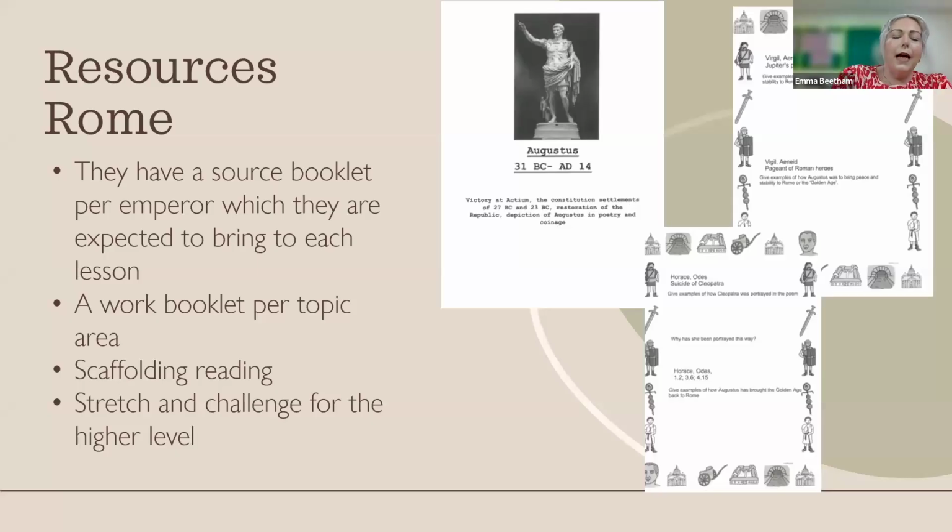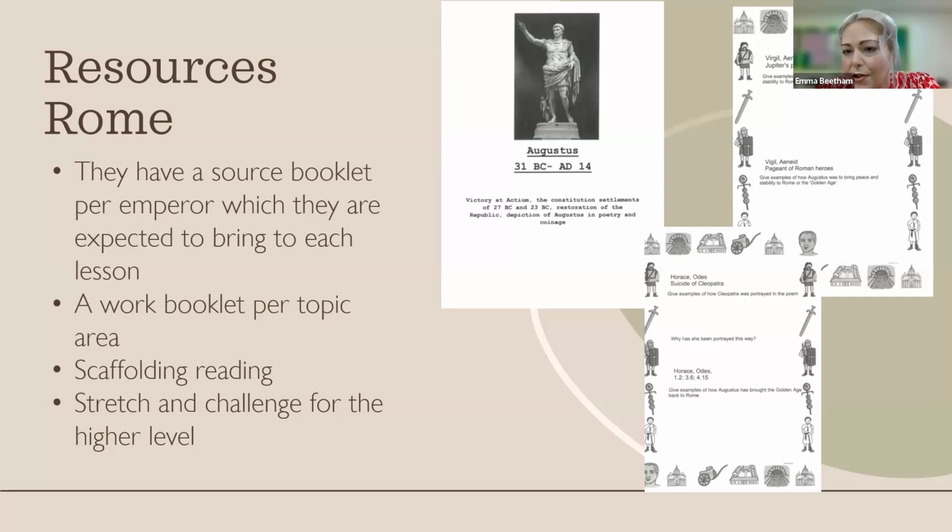For Rome, I find that giving them a source booklet per emperor helps make it more sectioned out for them. So they'll get a source booklet per emperor with the sources in for the 5 emperors, 1 per topic, 1 per emperor, and they're expected to bring that into each lesson. And then I do some work booklets as well, again, to help with the students that are struggling with some of the evidence, or to make sure they've got things written down. I create a booklet to help with scaffolding reading.